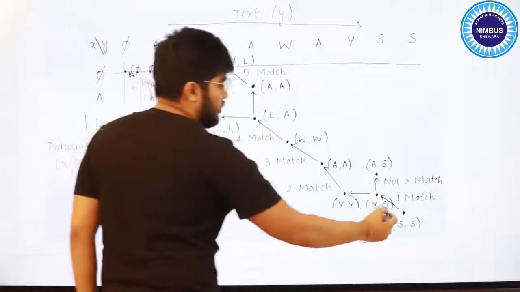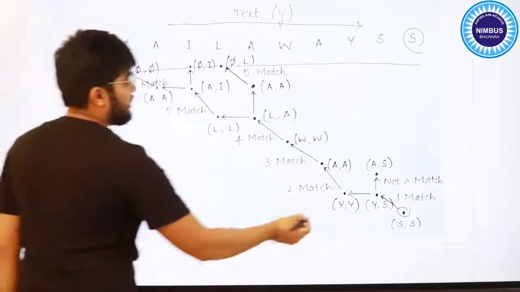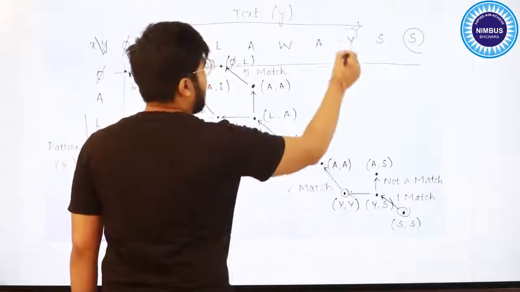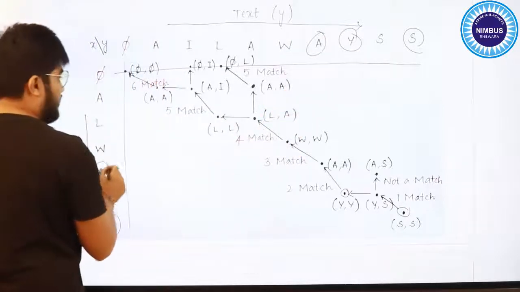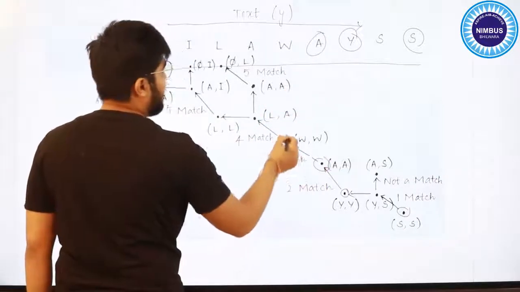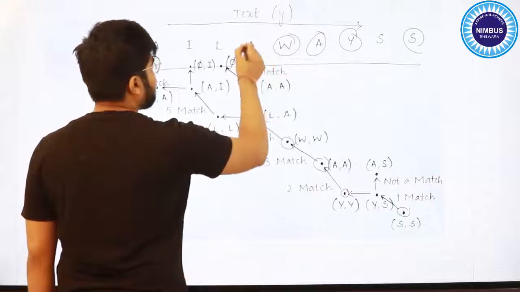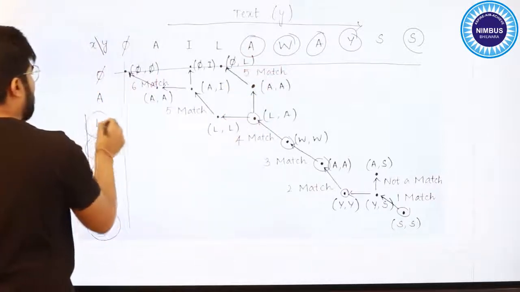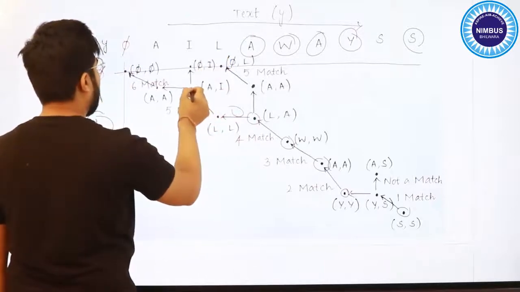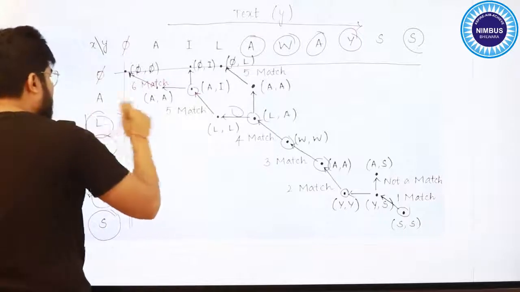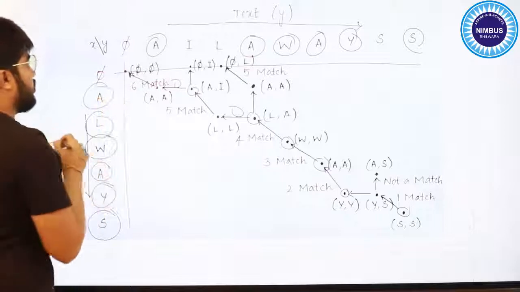ठीक है, so S, this S was matched to this S, then here this Y was matched to this Y, then this A was matched to this A. ठीक है, then W, this W was matched to this W. Similarly, LA, so this A was matched to this L, and 0 L, okay, no need. And here AI again not match, so 0. Now at this point this A was matched to this A.